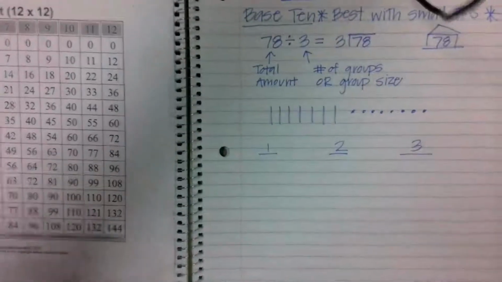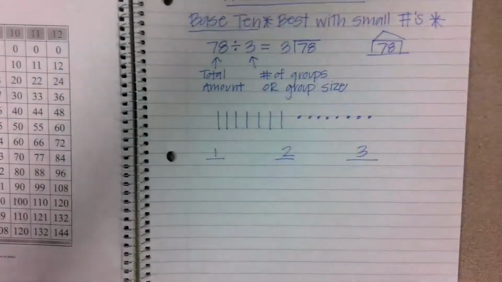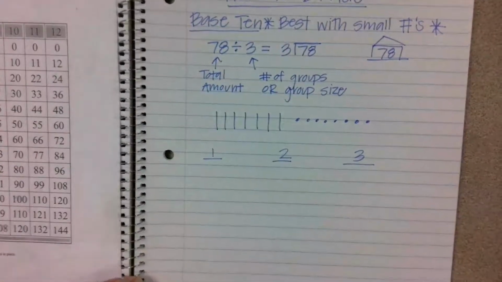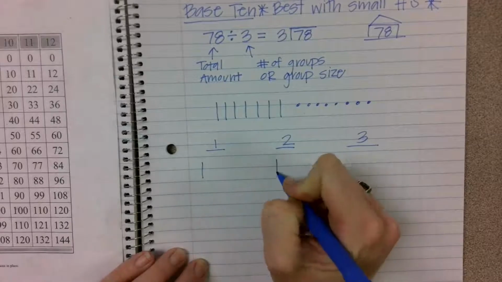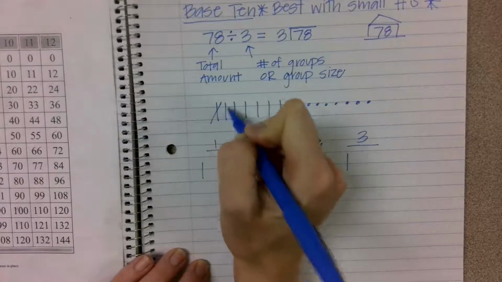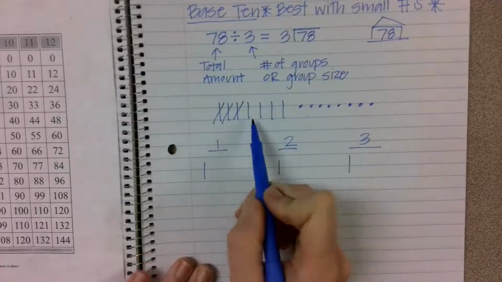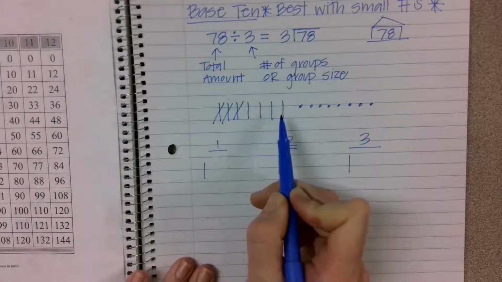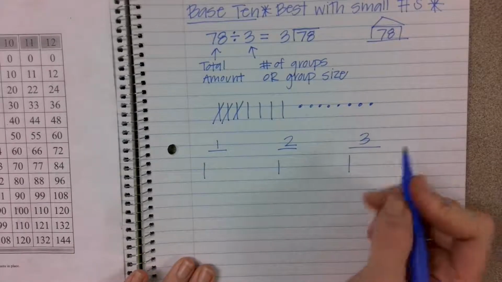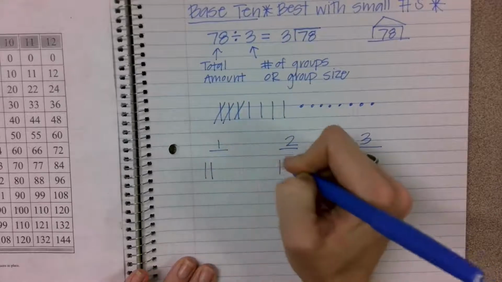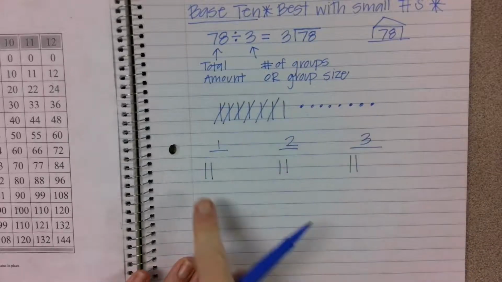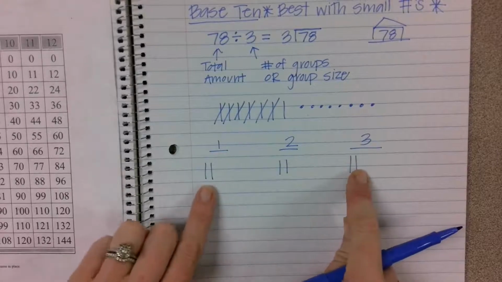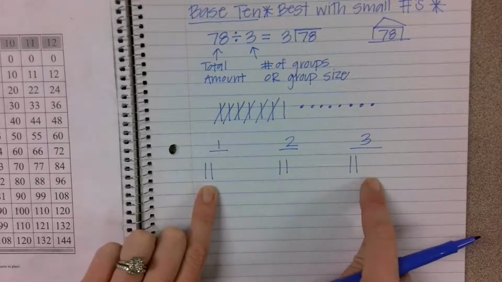I do. Oops, sorry for the cord. I do. Oops, wrong way. 1, 2, 3. What I'm doing is I'm passing them out. I have 4 tens left. Is that enough to pass out to each one? Yes, it is. 1, 2, 3. So far, each group has 2 tens.